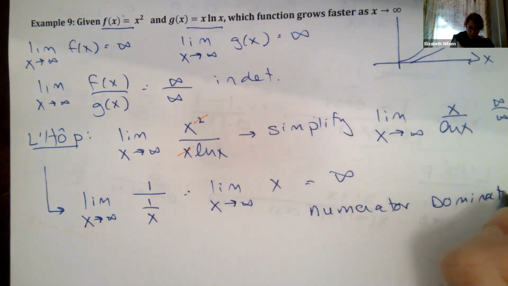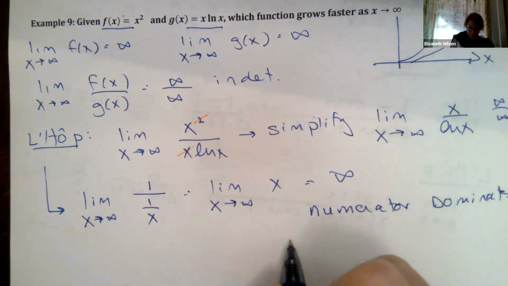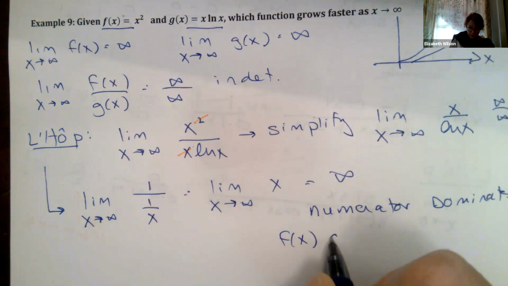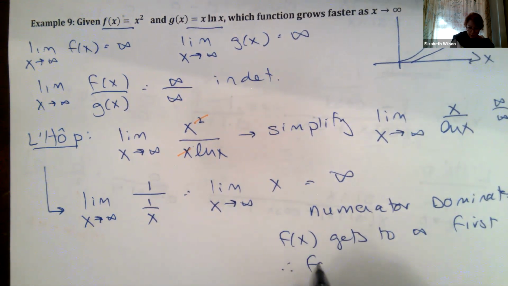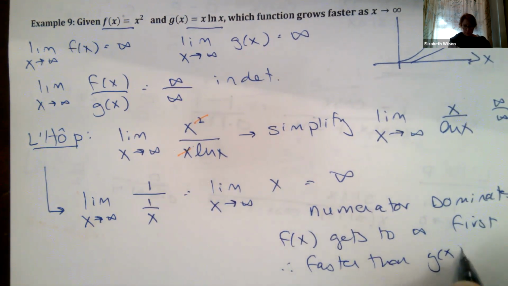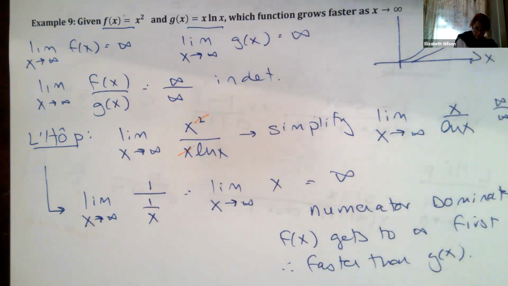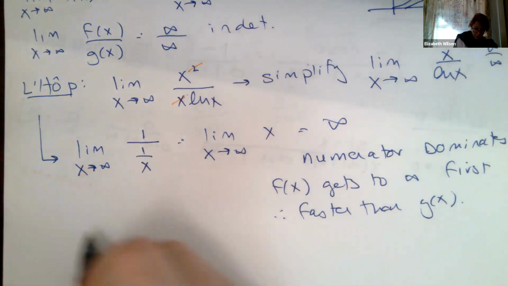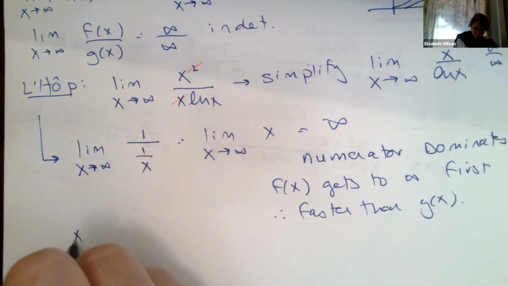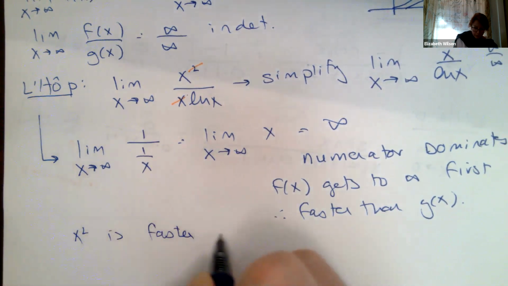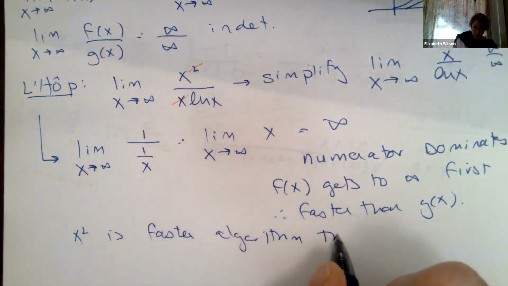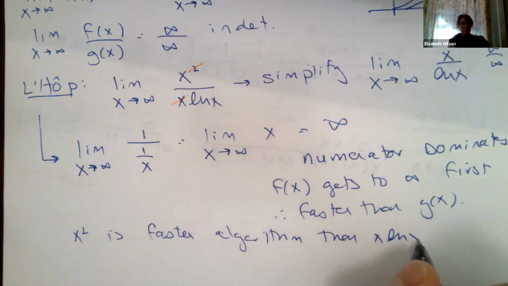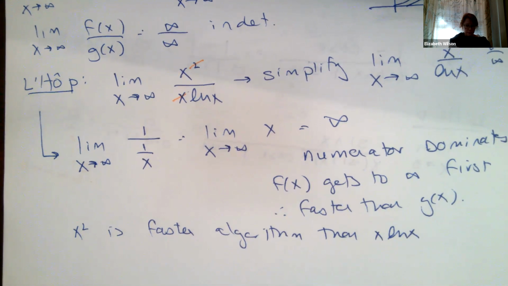Which means that my f of x gets to infinity first. It's faster than g of x. We can write that out too. So x squared is a faster growing function than x ln of x. Okay, so that's how we solved it.